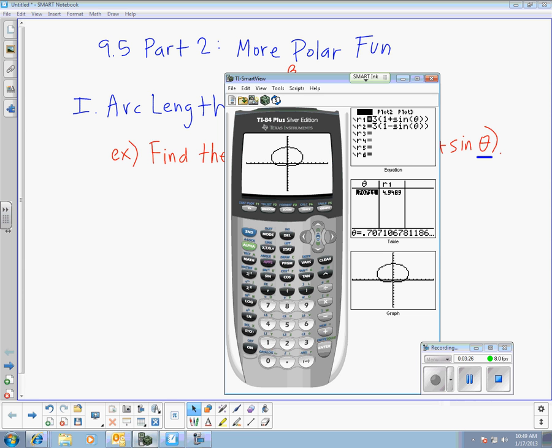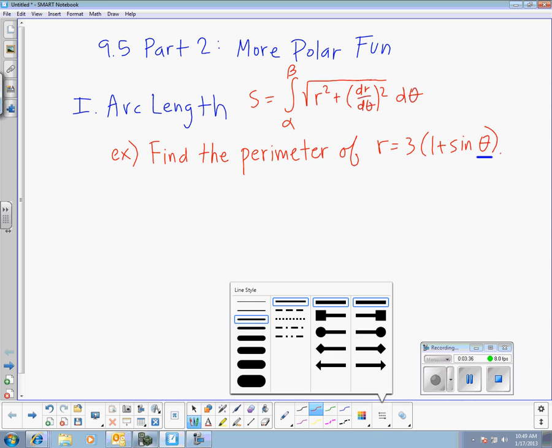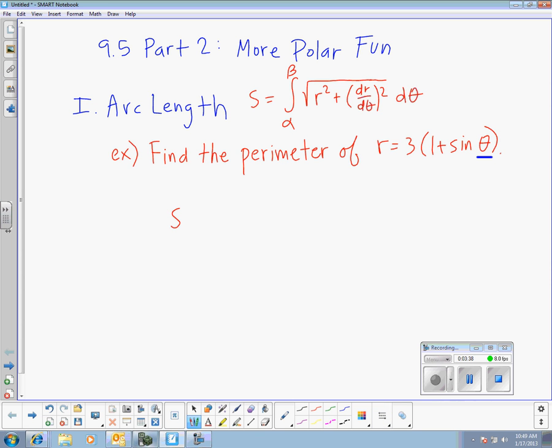So back to the issue, we were trying to find how long it is all the way around this shape. So let's do that. All right, polar arc length, alpha to beta, that's 0 to 2 pi. We just confirmed that 0 to 2 pi traces this thing once.